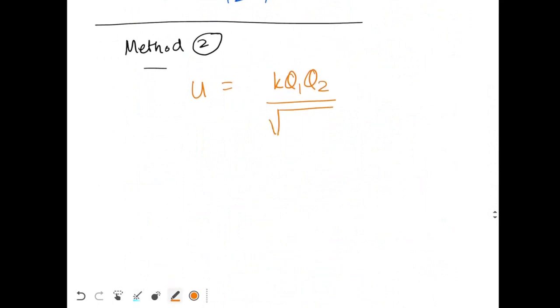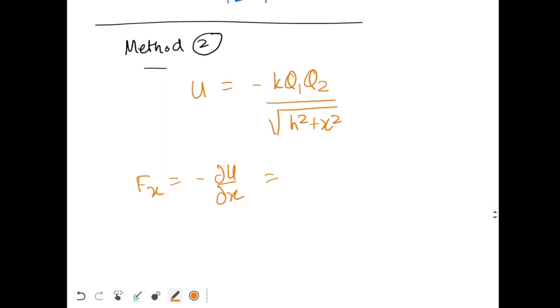So root of h square plus x square. Okay, I'm ignoring the minus sign, I'm just ignoring the minus sign everywhere. So Fx will be what? ∂U/∂x in terms of magnitude, partial derivative. If you put the minus sign, U will be minus k q1 q2 by root of h square plus x square, and here we get minus ∂U/∂x.